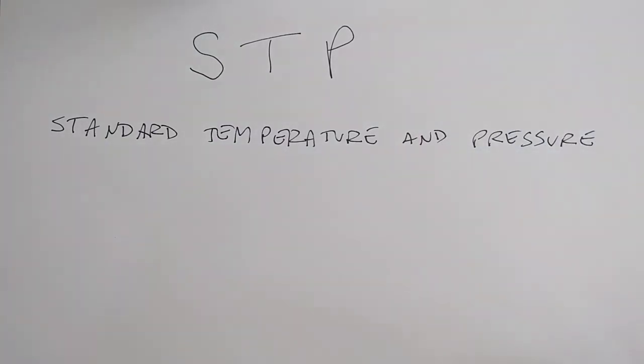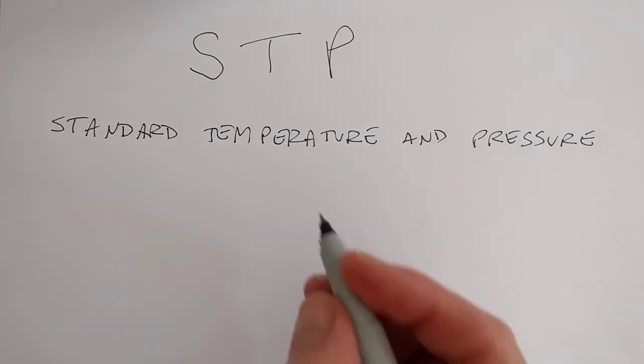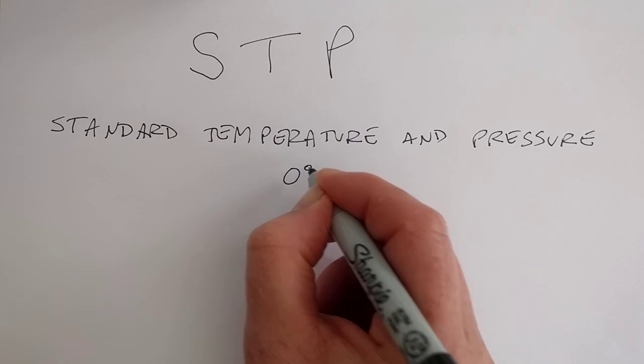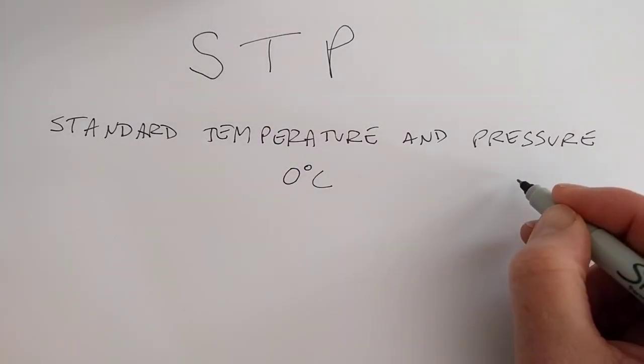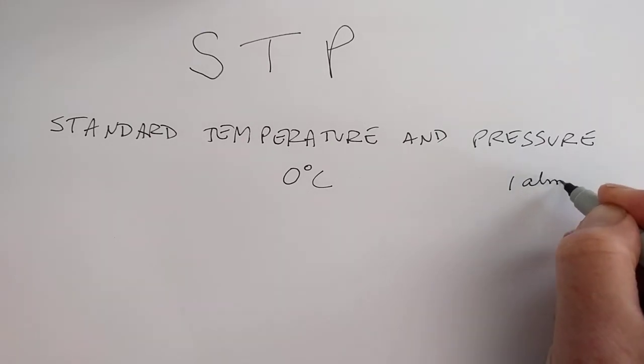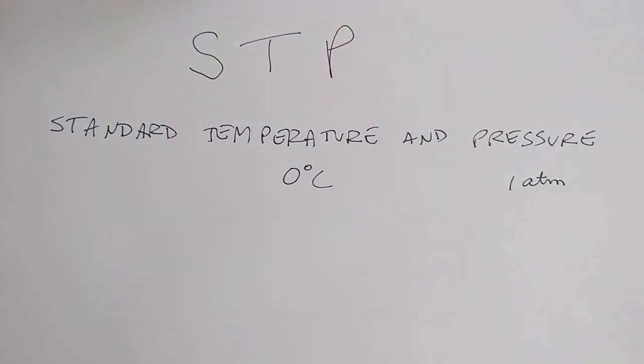So scientists just got together and they said, we want to have a standard so that when we report our data, when we report it in STP, we can directly compare our results. So the standard temperature, and they just picked this arbitrarily, is 0 degrees centigrade. And the standard pressure, they picked 1 atmosphere. Could have been anything, but that's what they picked.